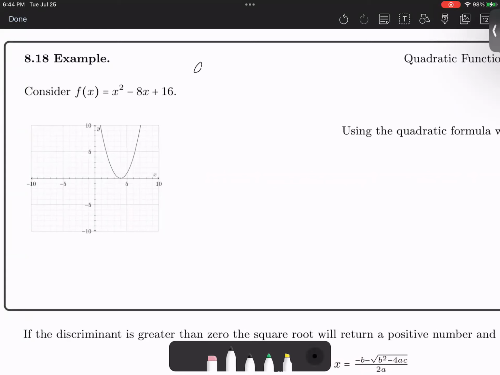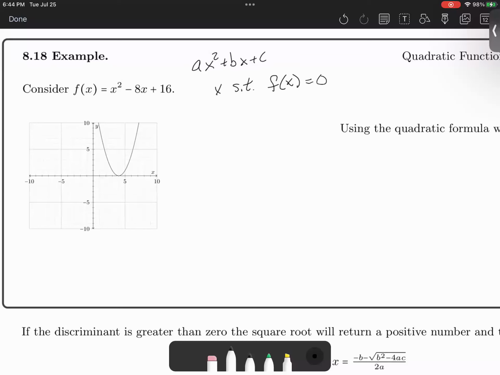So if you have a function that looks like ax squared plus bx plus c, if you have a quadratic function, then the zeros, so the x values such that the function is going to give you a 0, or you're going to cross your x-axis, are given to you by opposite b plus or minus square root b squared minus 4ac all over 2a.